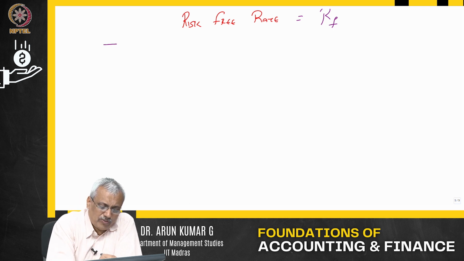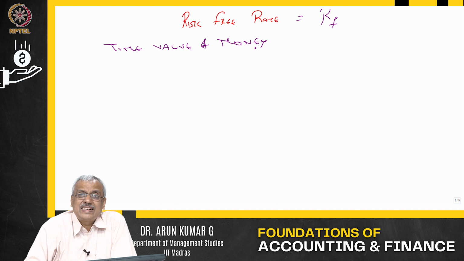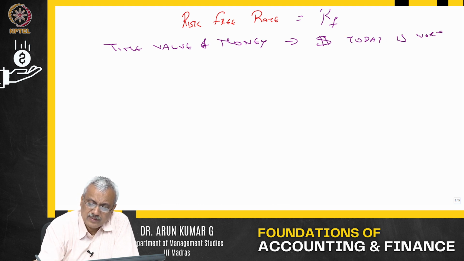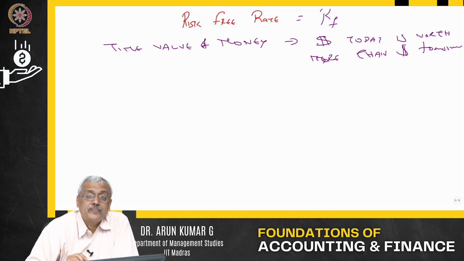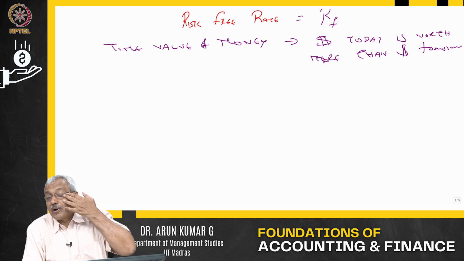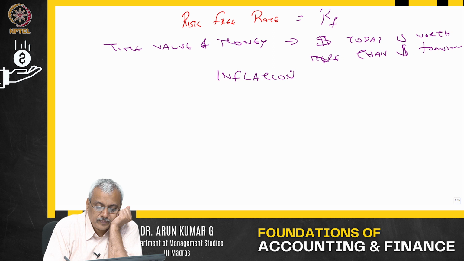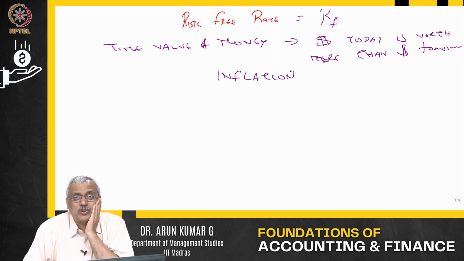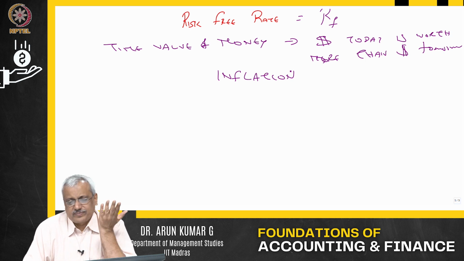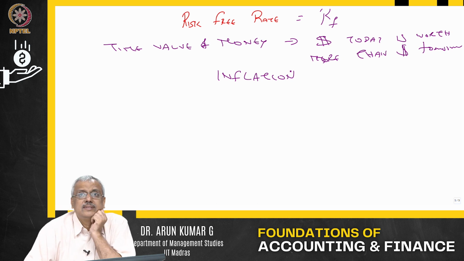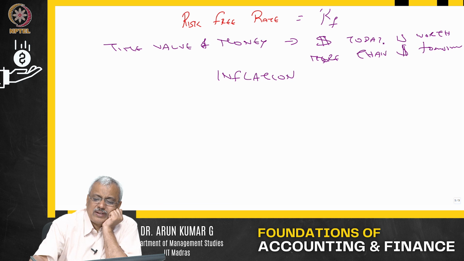Imagine, as I said, the time value of money. What does the time value of money say? It says that a dollar today is worth more than a dollar tomorrow. Why is that? The value of the dollar is reducing purely because of inflation. Today you pay 100 rupees and buy something. Next year you may have to pay 105 rupees to buy the same thing if 5% is the inflation rate, keeping everything else constant. That is what we call the time value of money.